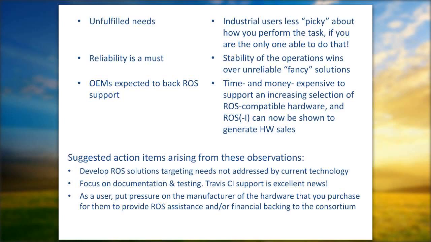Sorry, here I was supposed to pop up one item at a time, but let's focus again first on the left-hand side. So we have, again, fulfilling needs, reliability, which is a must, and OEMs being expected to back ROS support. If we elaborate a bit more on those topics, industrial users are less and less picky about how you're performing the task, if you're able to accomplish the new tasks that the new application areas are presenting you. Again, the stability of the operations definitely wins 100% over unreliable solutions, no matter how fancy.